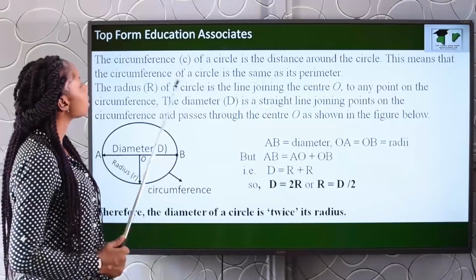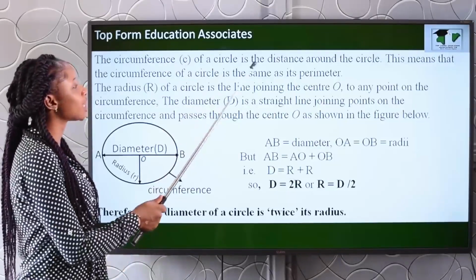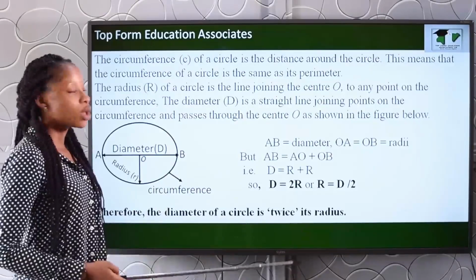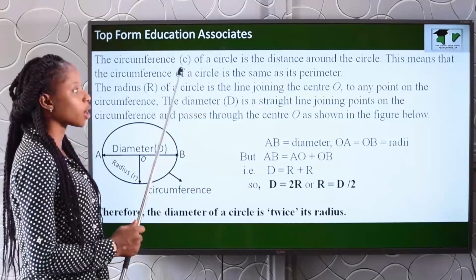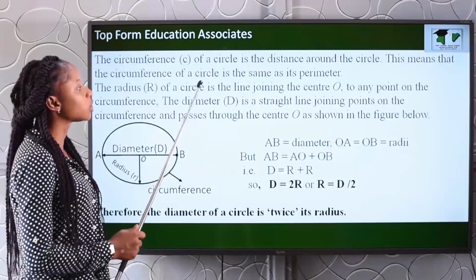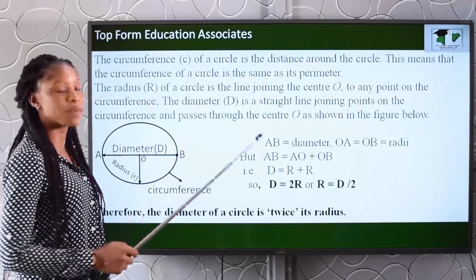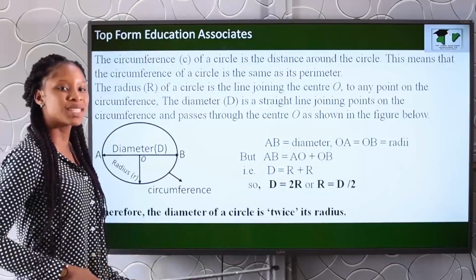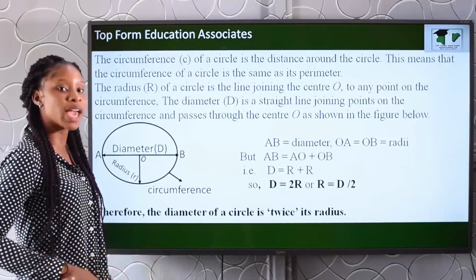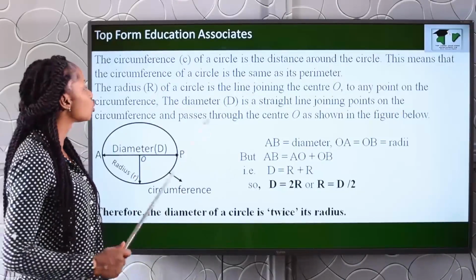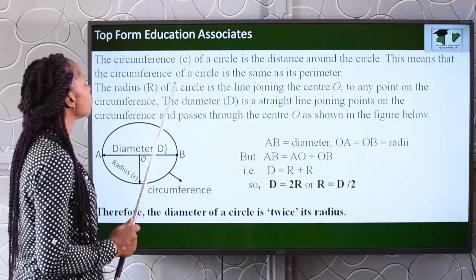Now, the circumference of a circle is the distance around the circle. The circumference of any circle is the distance around the circle. This means that the circumference of a circle is the same as perimeter. Remember, we said perimeter is the sum total of the length around the edges of a plane shape. So, it can also be called perimeter.